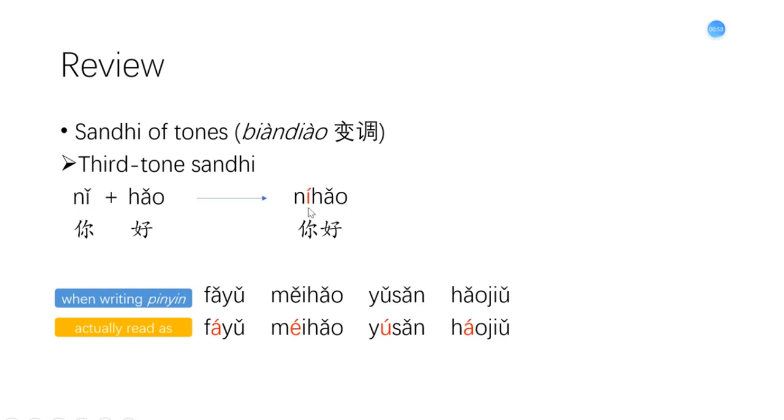second tone. So for example, like 你好, this 你 is a third tone syllable, right? If 你 is followed by another third tone syllable, like 好, then this 你 changes into second tone. So in actual pronunciation, it is pronounced as 你好. So this 你 changes into second tone. So this is the third tone Sandhi, 三声变调.